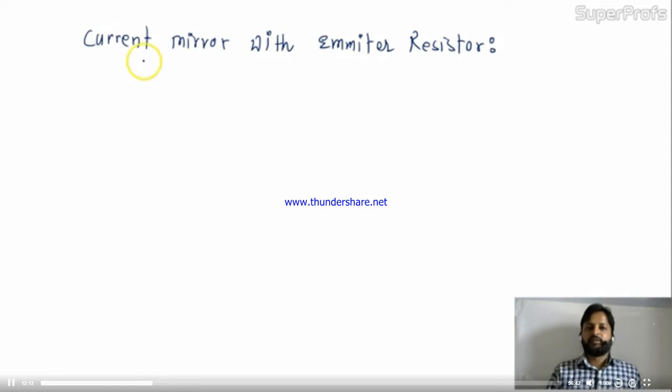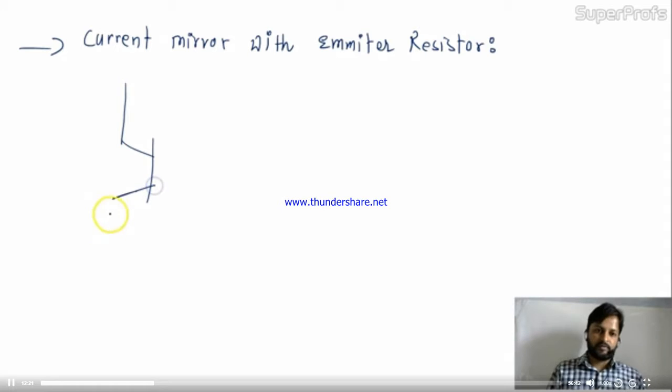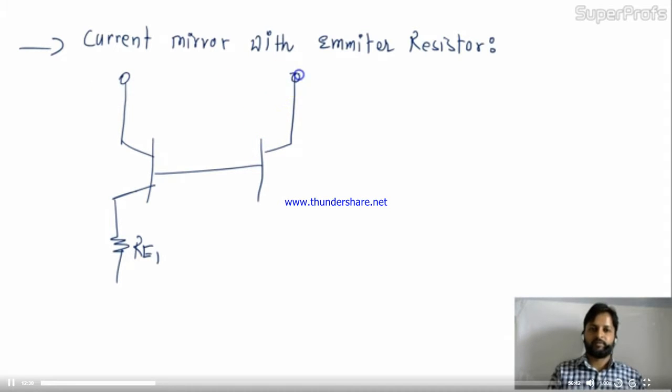Okay friends, in this case with BJTs we'll be having emitter resistance also. Let me draw the circuit. This is the circuit given over here. Let's take it RE1. Two transistors are connected. This is RE2. Grounded.